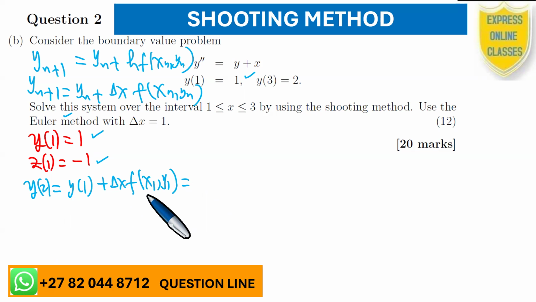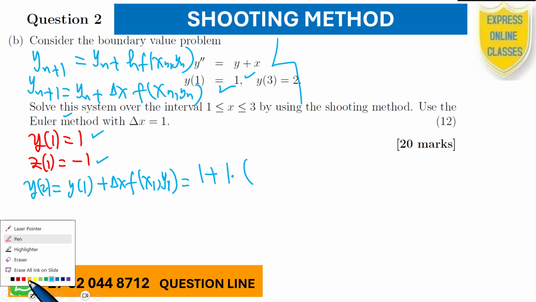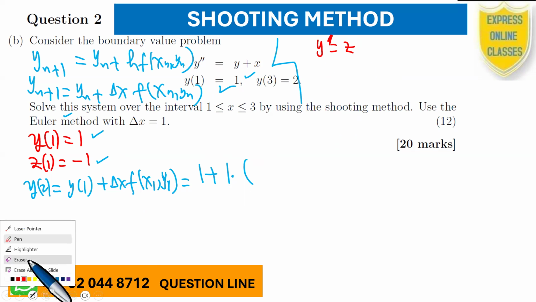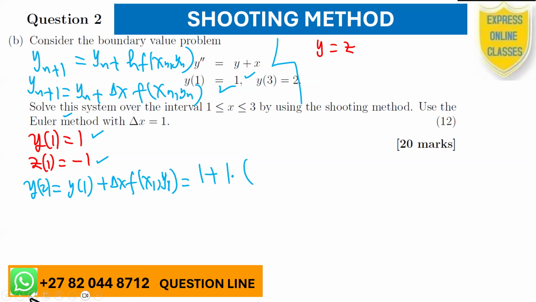Let us see now what we're getting. What is y1? It is 1. So now we have x1, y1. But we need to remember the algorithm that we formed: we converted the second order to first order. We converted y double prime to y prime. We got y prime is z, and then we have z prime equals y plus x.